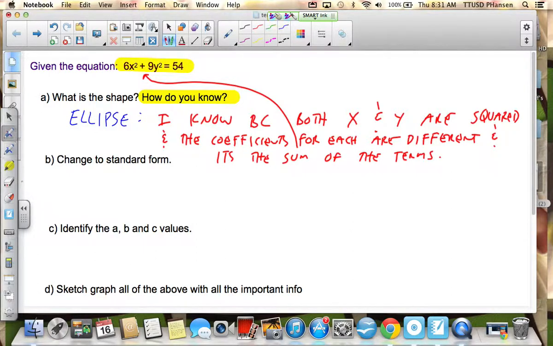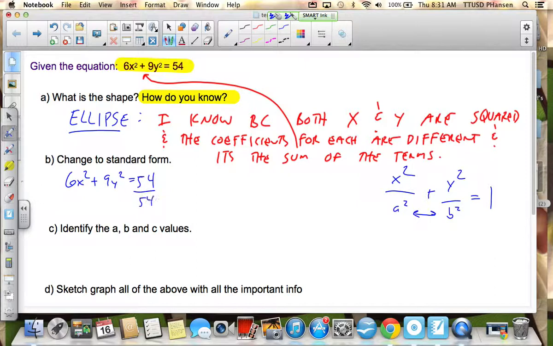In order to change this thing to standard form, I have 6x squared plus 9y squared equals 54. I have to know what standard form of an ellipse looks like, and it looks like this. In order to know how to change it to standard form, I need to know where I'm going. So it could be that these guys could trade places depending on what the orientation is. So divide by 54, divide by 54, divide by 54, and I'm going to get x squared over 9 plus y squared over 6 equals 1.